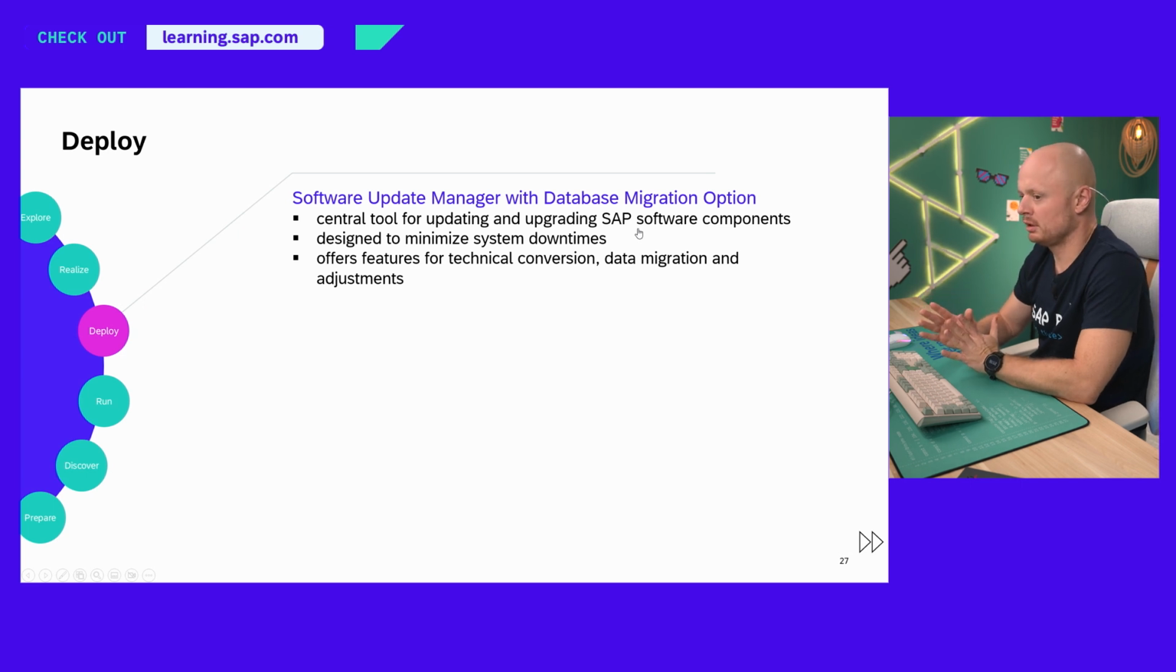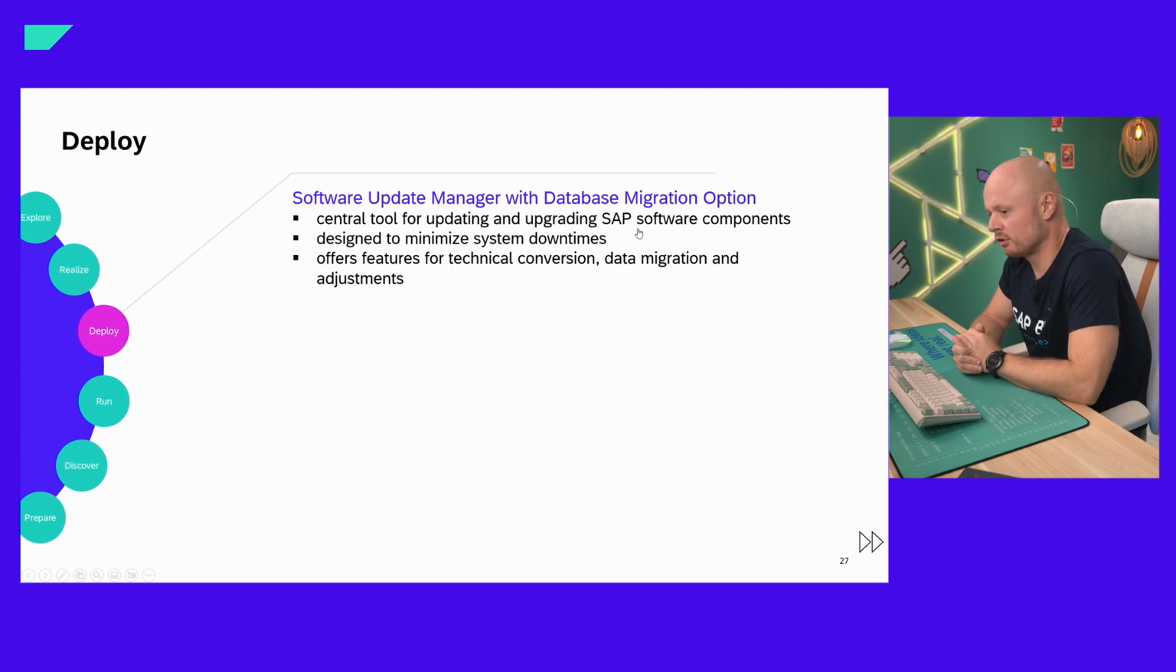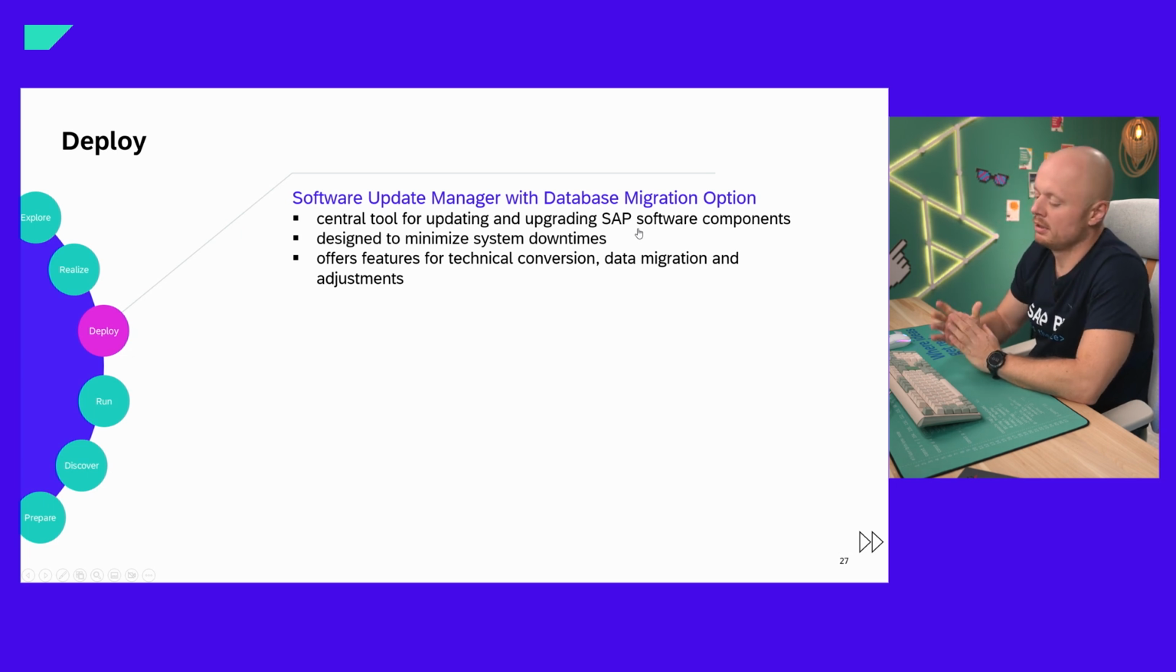Just in general, the software update manager is the central tool for updating and upgrading SAP software components. It's also designed to minimize the system downtimes, and it offers features for the technical conversion, the data migration, and the adjustments. We have already spent quite a lot of time in past TechEds and other events to explain the software update manager, and we wanted to focus in this session a little bit on the newest features and highlights that it has.